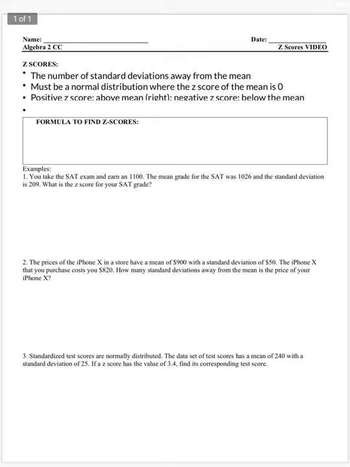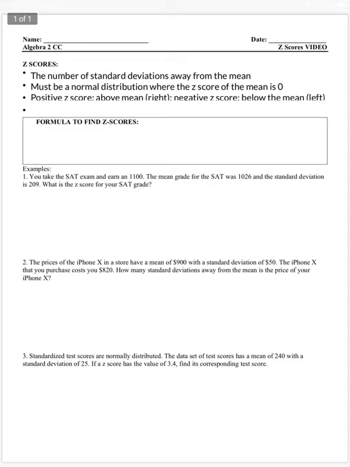When I say above and below, for example, let's say we're talking about a test, and the mean is an 80, and your z-score is positive, that means that you got higher than an 80. Whereas if you have a negative z-score, you're below the mean, which is, again, something below an 80. So you're below the mean, which is to the left on your normal curve.